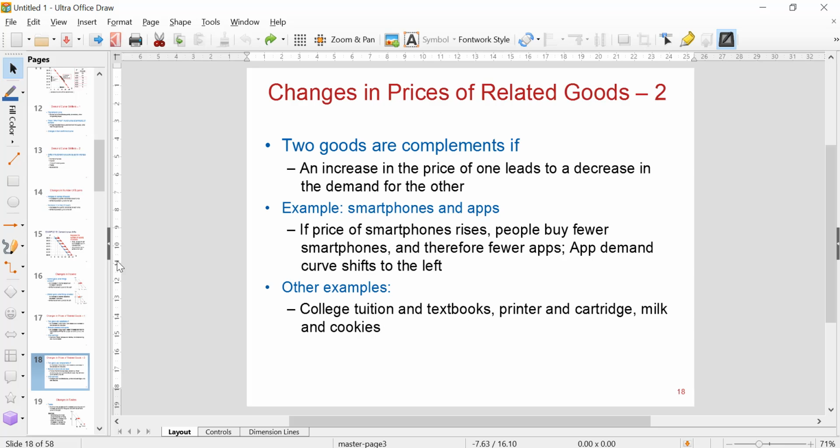Now complements. Complements are products that go together. An increase in the price of one product leads to a decrease in the demand for the other good. Smartphones and apps: if smartphone prices increase, demand for apps will decrease. You can think of college tuition and textbooks. As college tuition increases, it becomes less affordable to get a degree, then obviously demand for textbooks decreases. Printers and cartridges, milk and cookies, electric toothbrush and brush heads, for example. So these goods are usually complements.